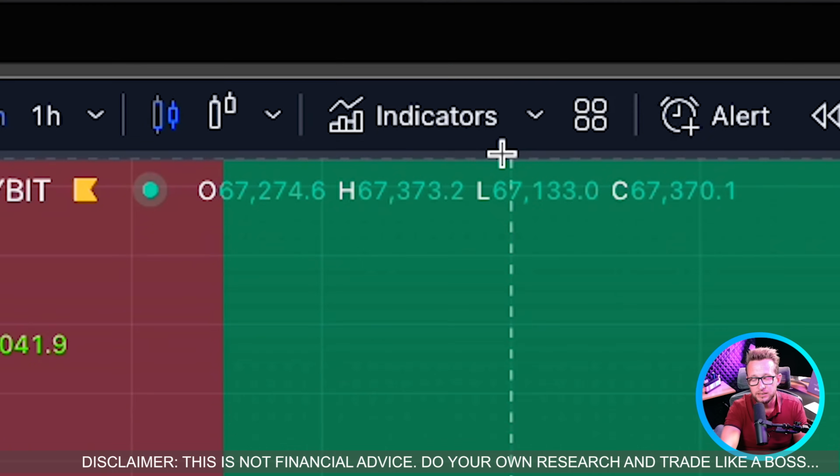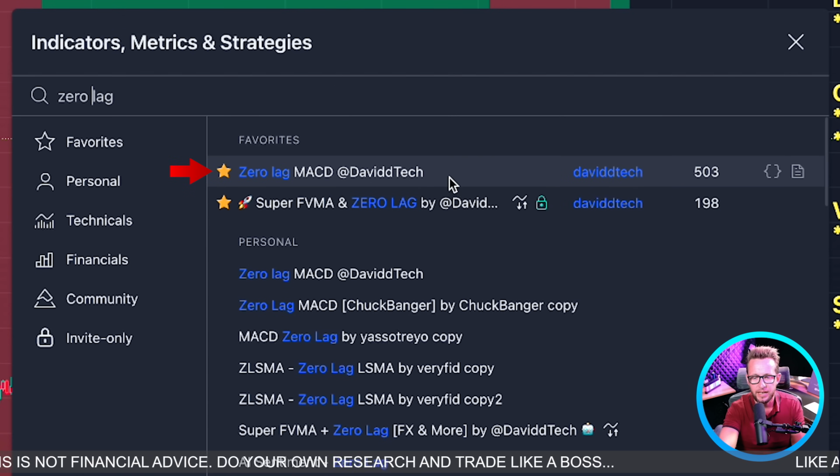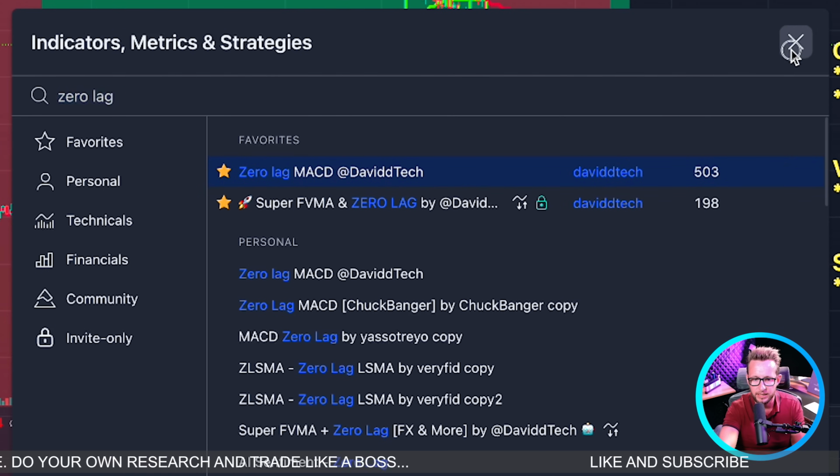Right, the next indicator that we're going to be adding is the zero lag MACD by David Tech here. As always, just go to the website, click this. This is one of my favorite indicators. I think it's absolutely brilliant.